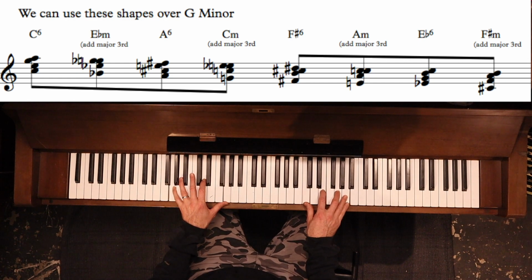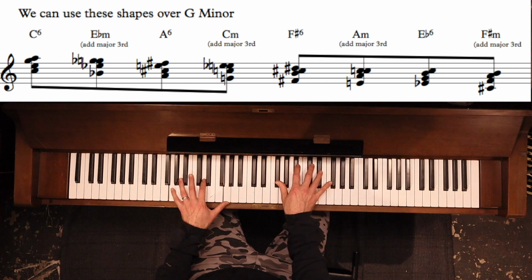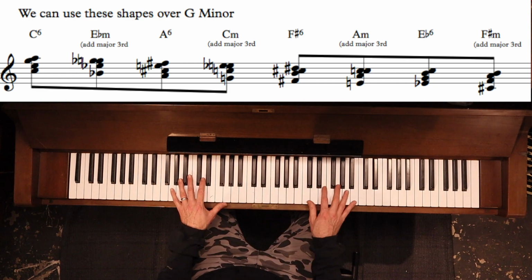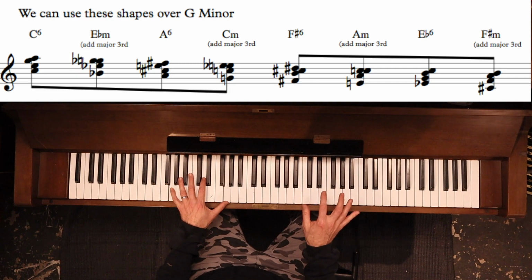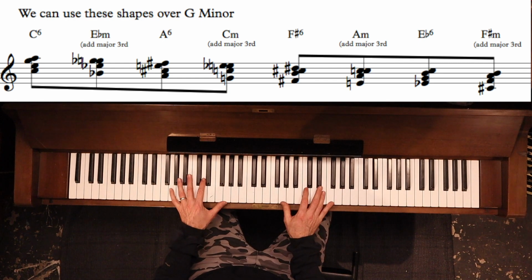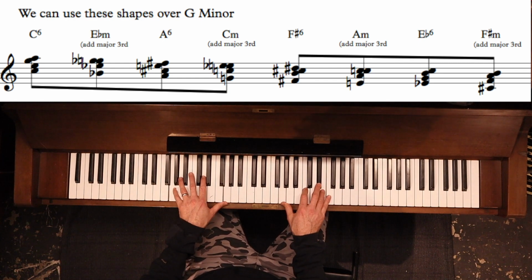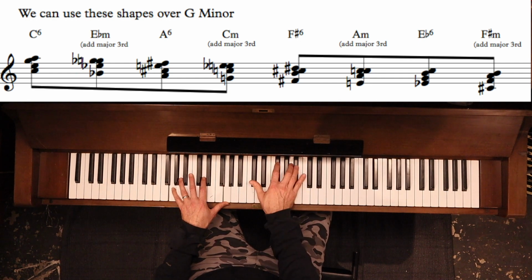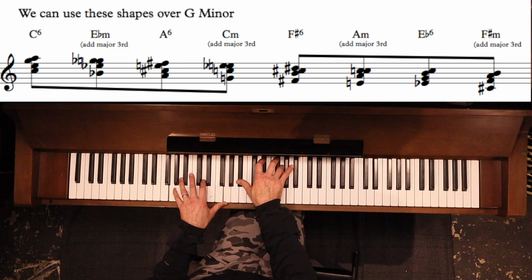But C7 is the same as G minor, so we've got C6, A6 on top of G minor, F sharp 6 on top of G minor, E flat 6 on top of G minor, and back to C6. So it's basically these 6 chords down in minor thirds. And we also have the minors down in minor thirds. So we have C minor over G minor. We have A minor over G minor. We have F sharp minor over G minor. And we have E flat minor over G minor.